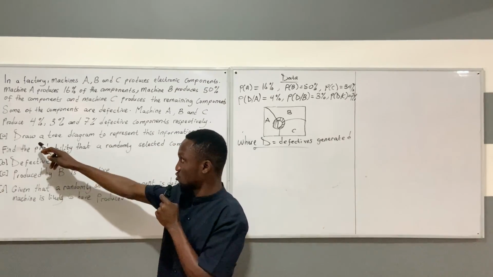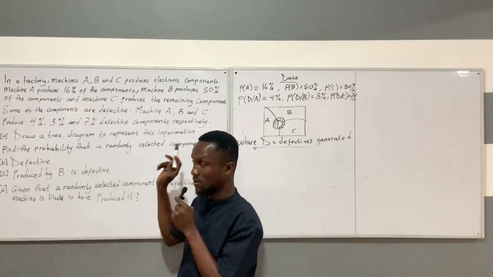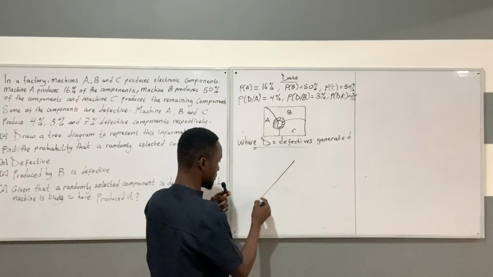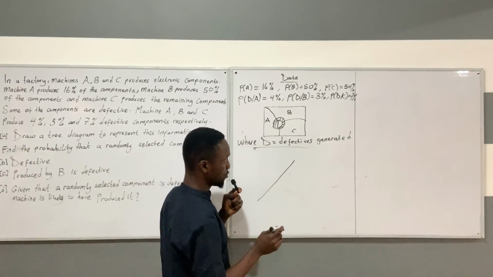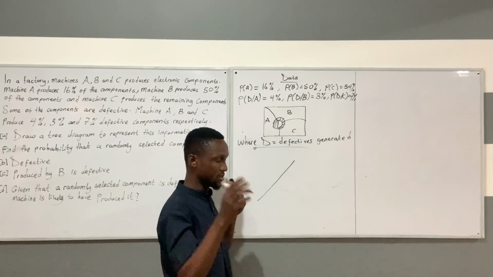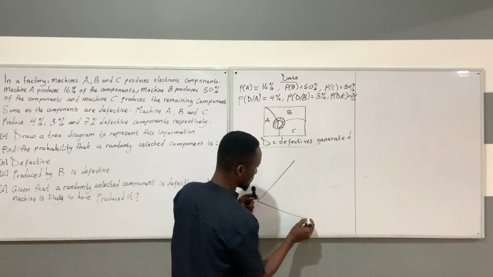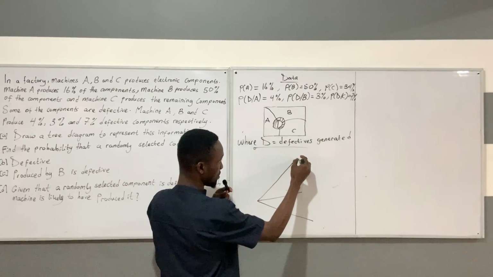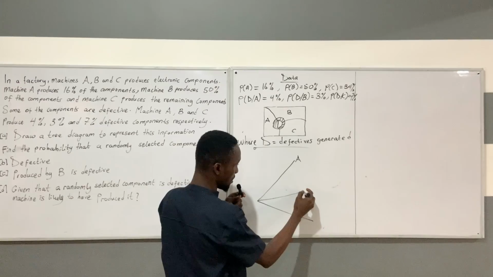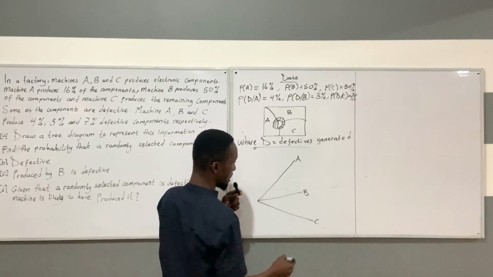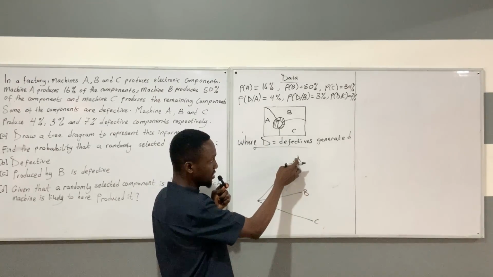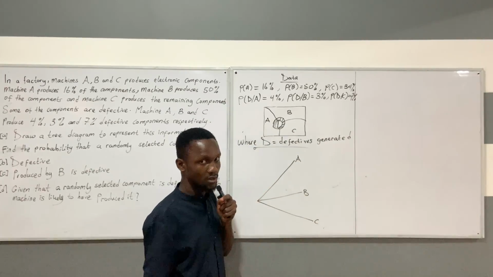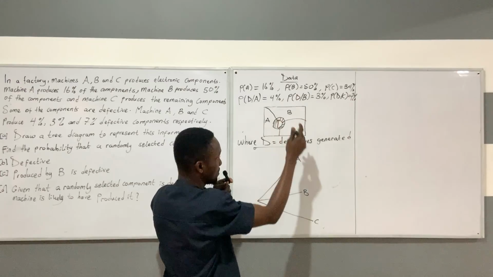The first question says, draw a tree diagram to represent this information. So we will draw a tree diagram here. This is my first branch. Because we have 3 plants, we will have 3 branches. This is my second branch, and let's assume this is my third branch. This side will represent plant A, plant B, and plant C respectively. Now each branch will split into 2. One will take the defectives, one will take the non-defectives.